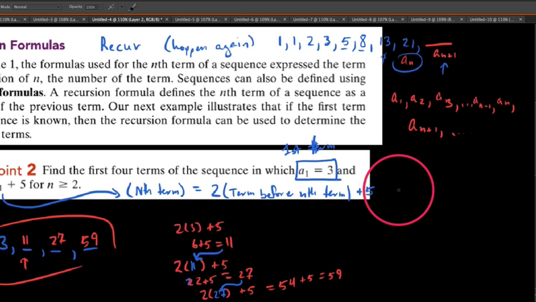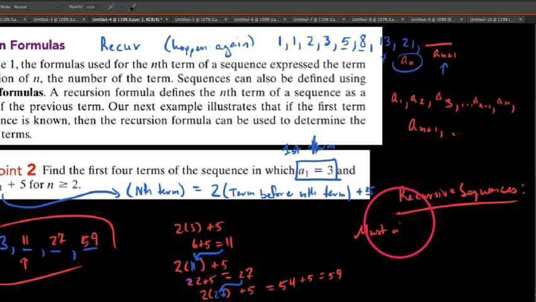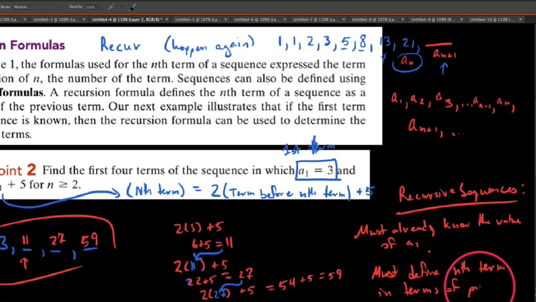Now I'm going to write a really quick set of notes here for recursive sequences. One thing has to be true: we must already know the first term value, the value of a1. And then we must define the nth term in terms of previous terms. That's an interesting thing to do, but that's how we refer to recursive things. So just be prepared to see some things that are defined recursively as we move forward with our formulas.